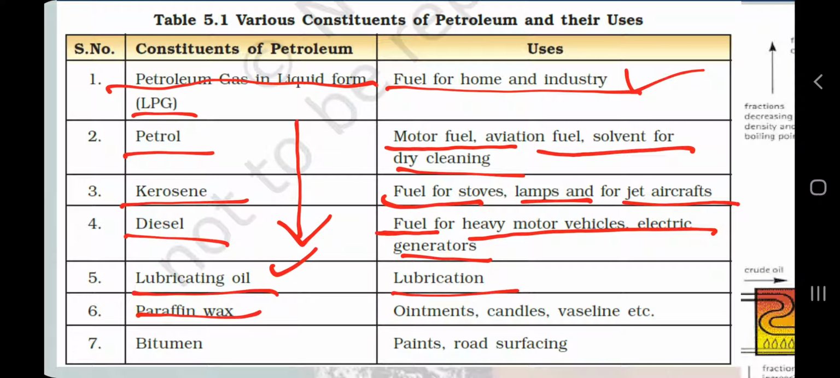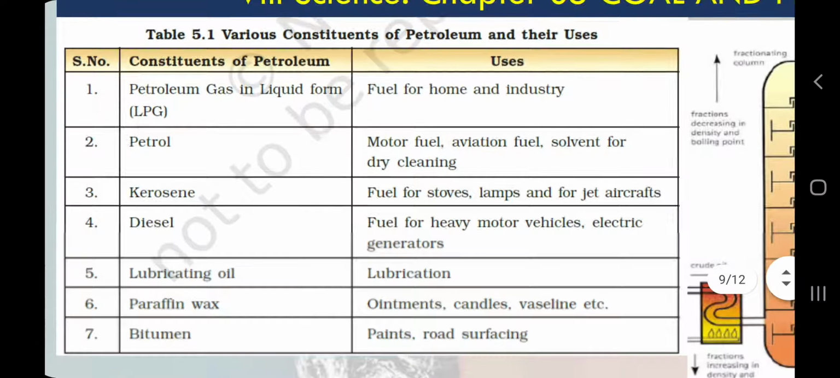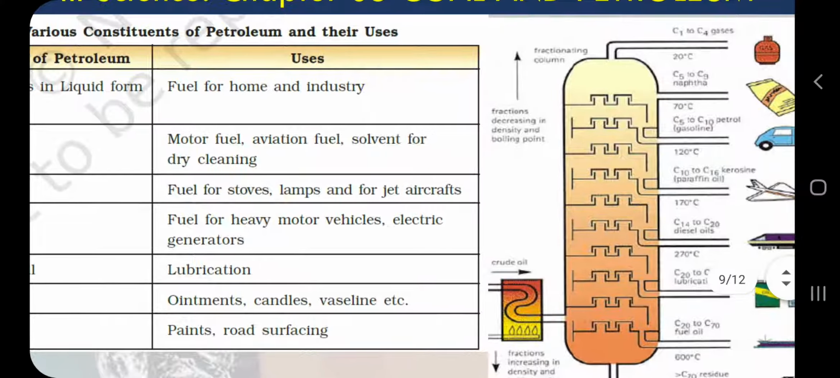Paraffin wax, you know where we use it: candles, Vaseline, ointments. Bitumen is a type of coal, but it is very low quality coal. So we use bitumen in paints and road surfacing. I am sure that you will be able to understand these uses, and you can always take help from your NCERT text to better understand this table.